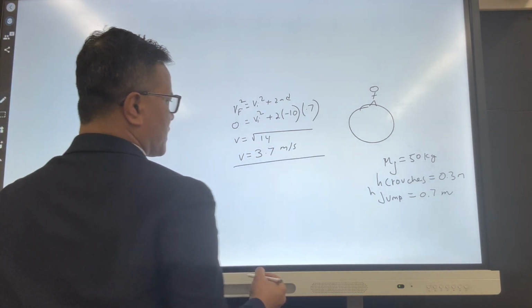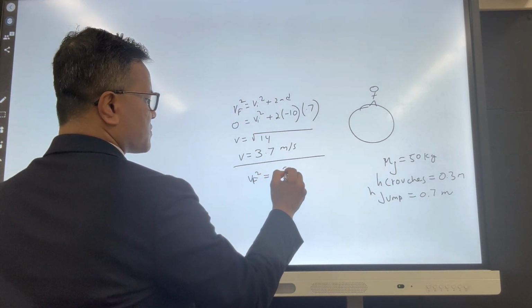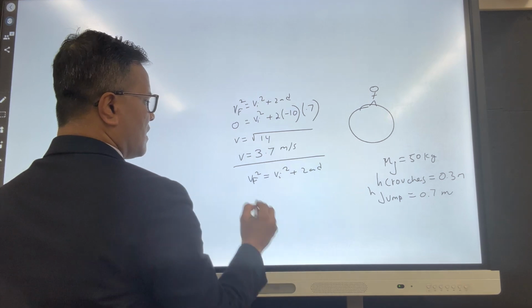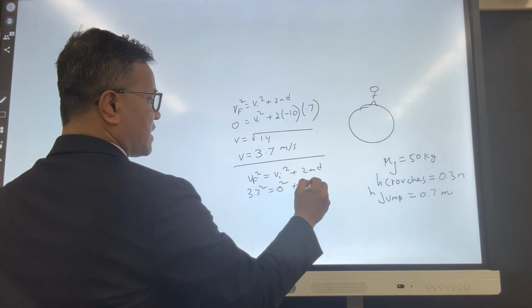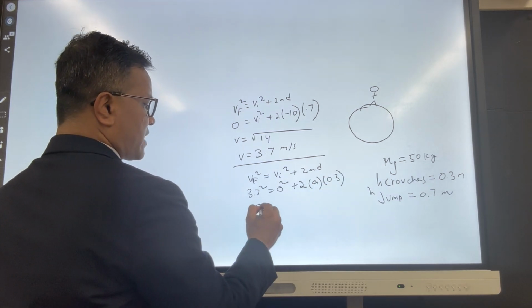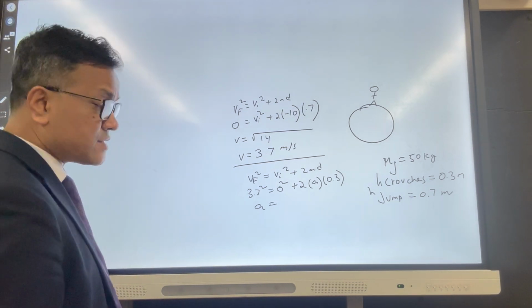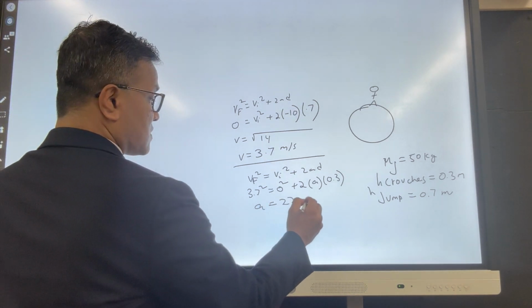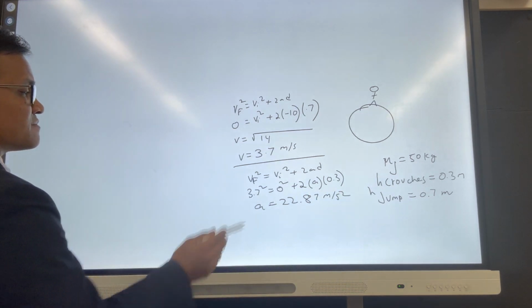Now we are trying to find the acceleration. Vf squared is equal to Vi squared plus 2ad. So 3.7 squared is equal to 0 squared plus 2 times the acceleration times the crouch height. So the acceleration is 22.87 meters per second squared.